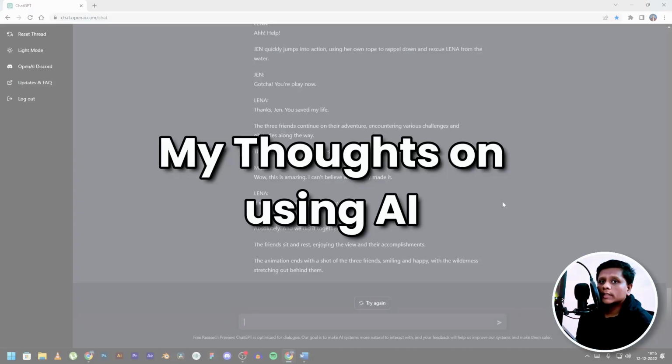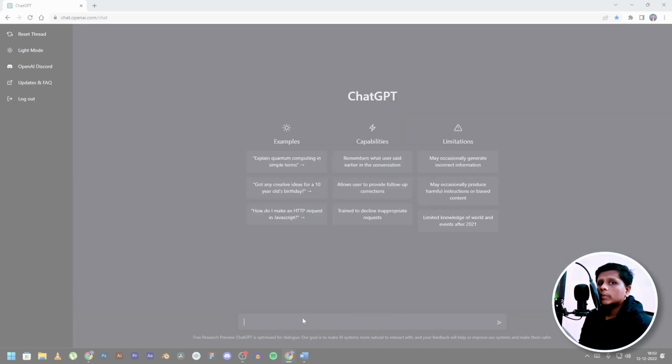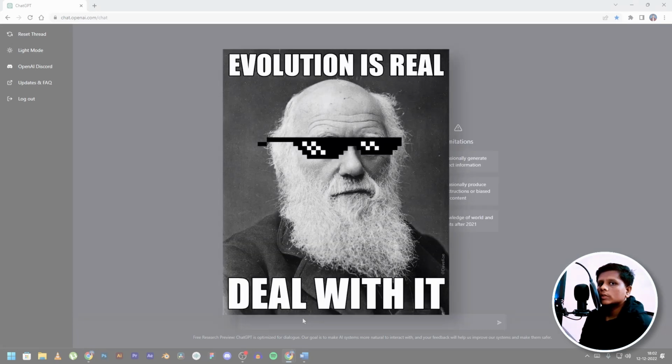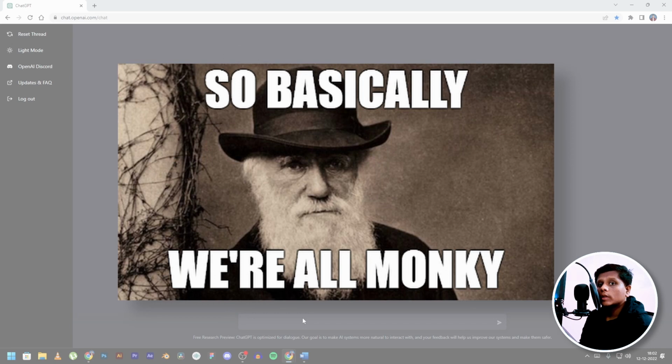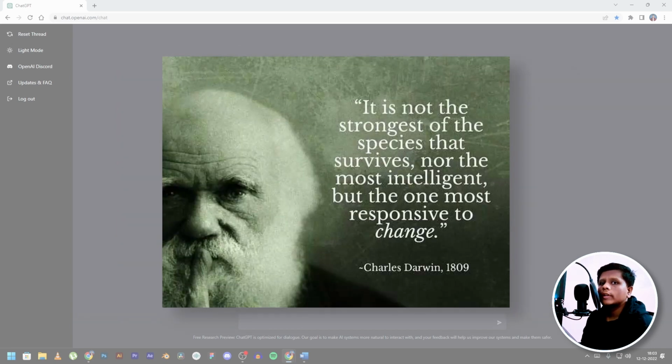All I'm trying to say is, don't run away from AI. It is here to stay. All this reminds me of the theory of evolution by Charles Darwin, where it's written about natural selection, of how only the fittest survives.